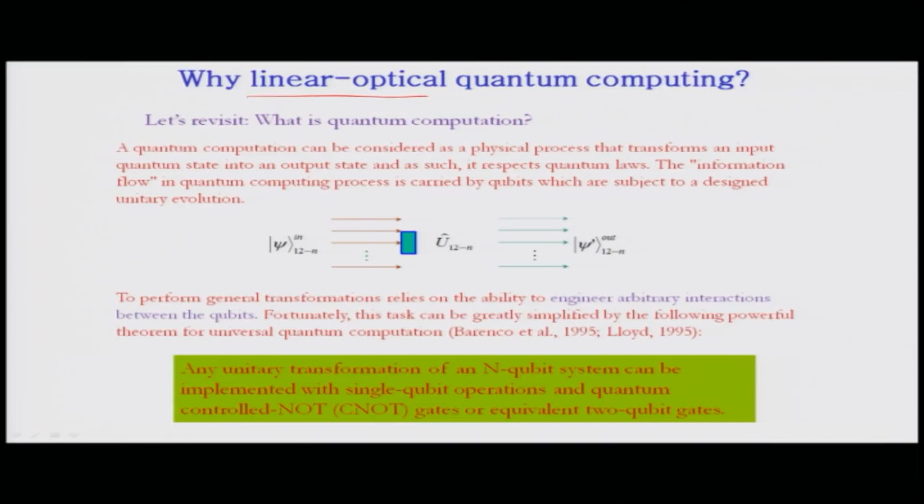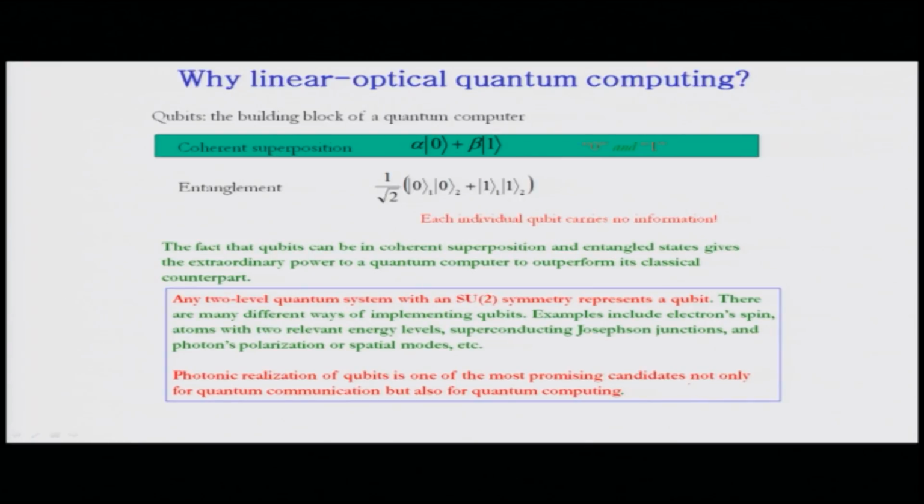Any unitary transform of an n qubit system can be implemented with single qubit operations and quantum controlled NOT gates, or equivalent 2 qubit gates. That is what we discussed in the beginning part of this lecture, showing that it is important to realize the universality of these processes.